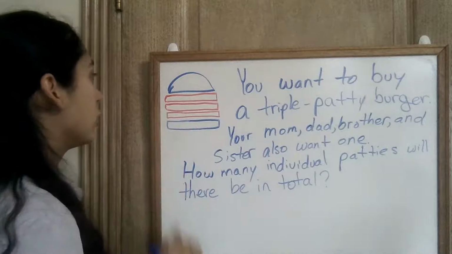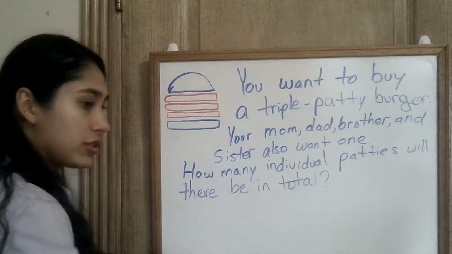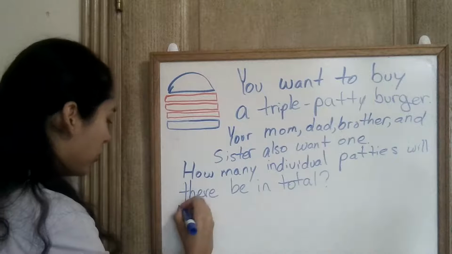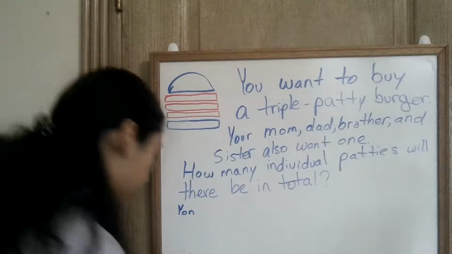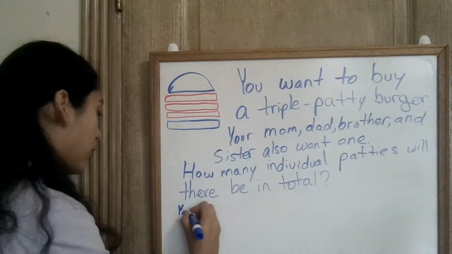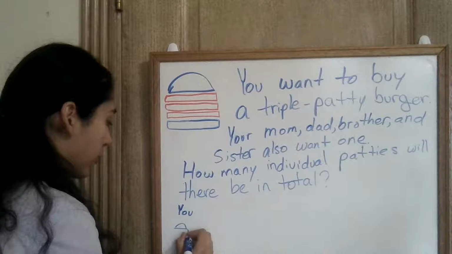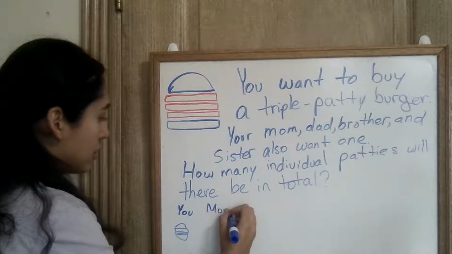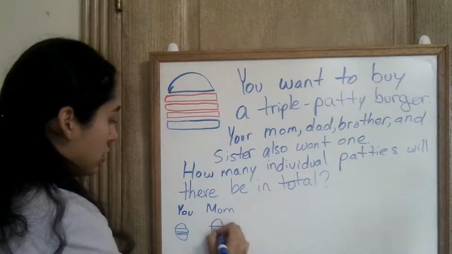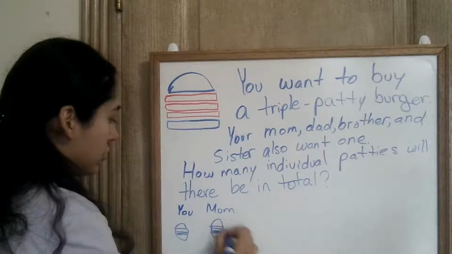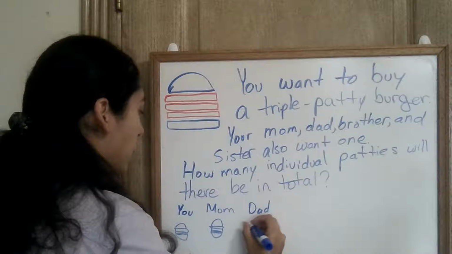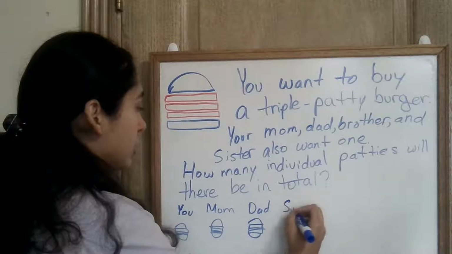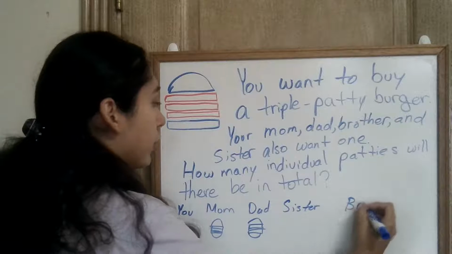Okay, so we have 3 patties. So just so I don't have to draw 3 little burgers each time. So we know that there's you, you. So you want a little burger with like the 3 little patties. And mom, your dad, your sister, and your brother.